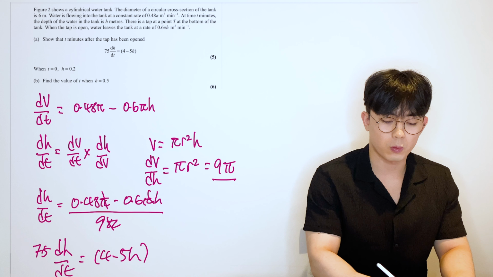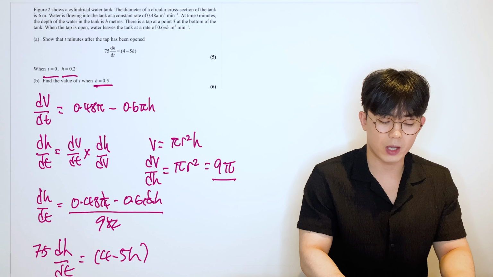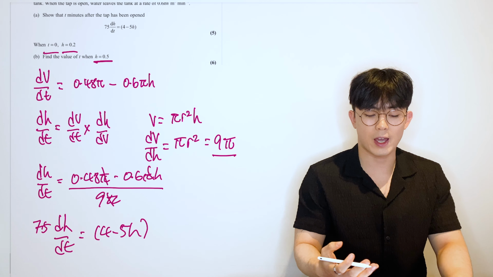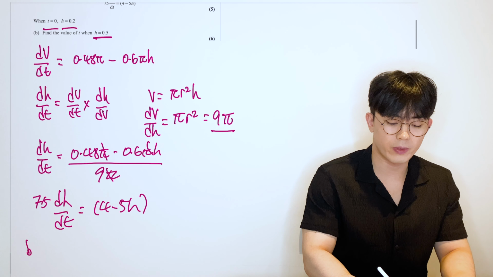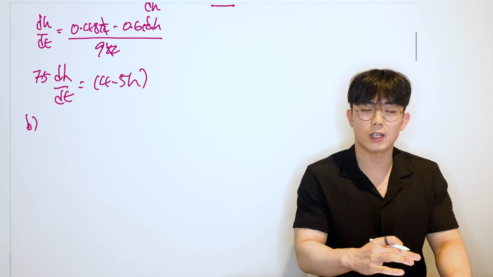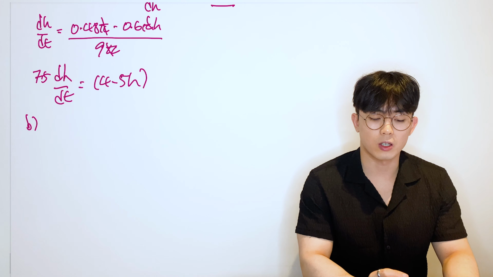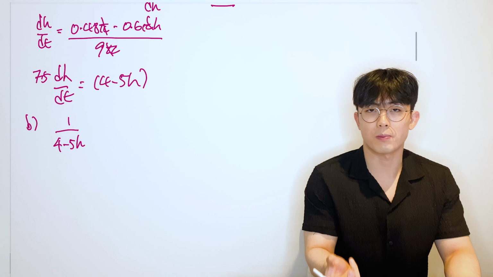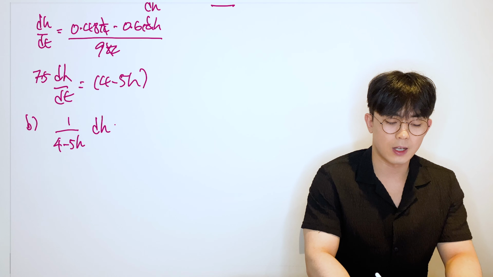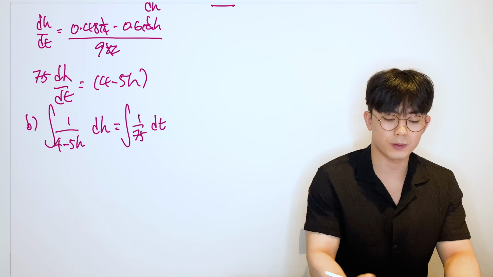Now in part B, they said, when t is 0, h is 0.2, find the value of t when h is 0.5, meaning that we need to create an equation of h in terms of t, so we need to actually solve this differential equation. So like the previous video, we need to bring all the h's to one side, all the t's to the other side. And as I said before, we can't add or subtract terms to move them, so in this case what I have to do is divide. I divide by 4 minus 5h, that's the only way I can bring it to the left-hand side with dh. And I divide by 1 over 75 to bring it to the right-hand side with the dt.